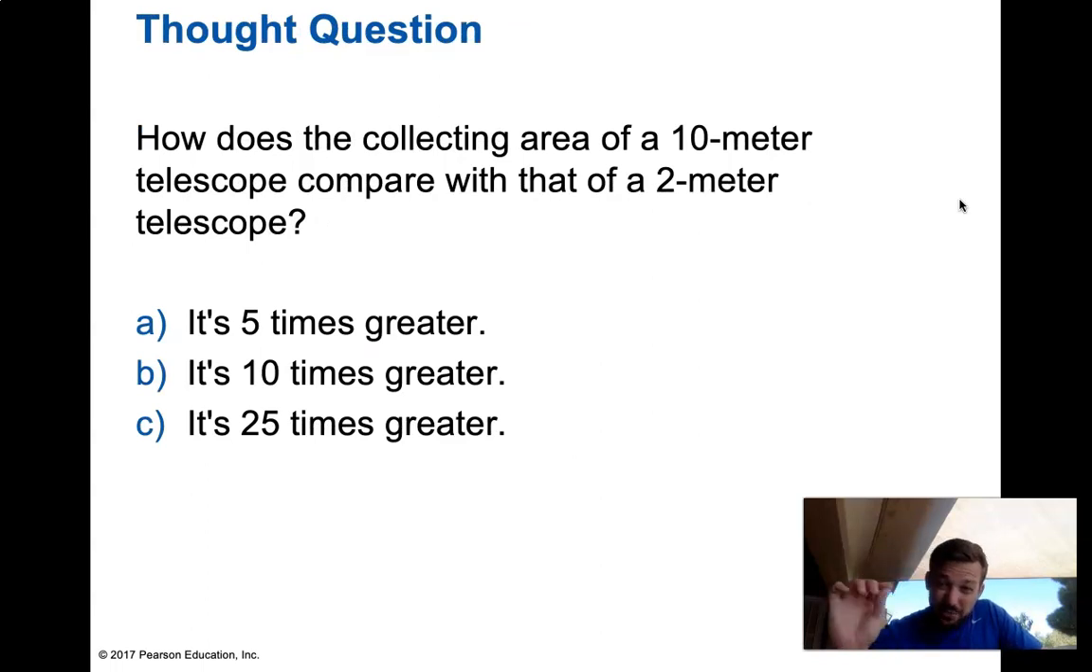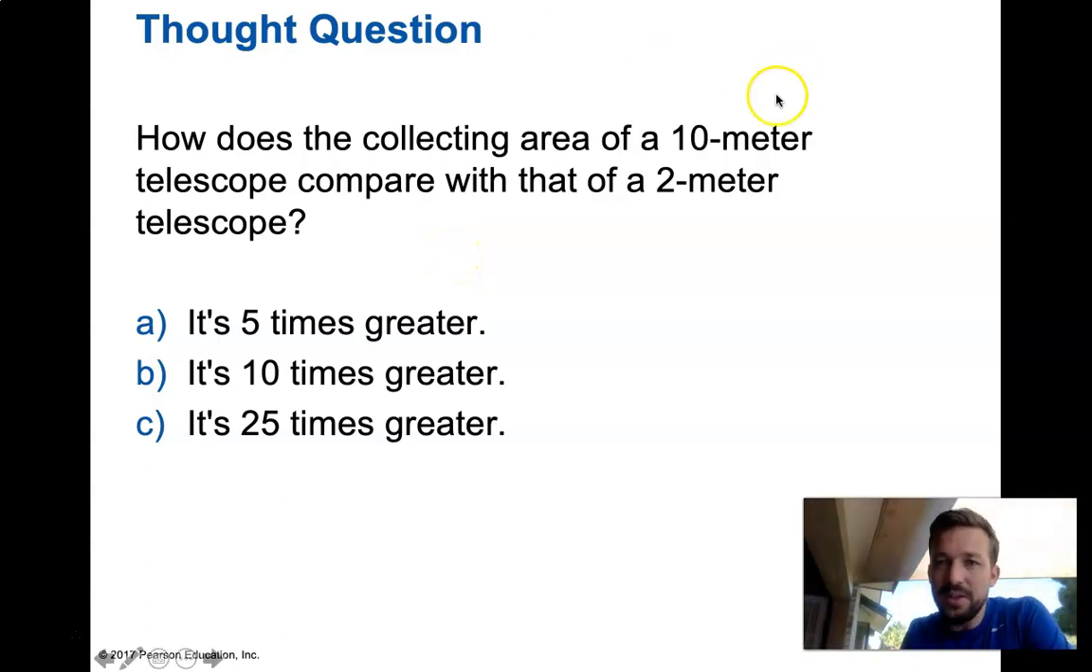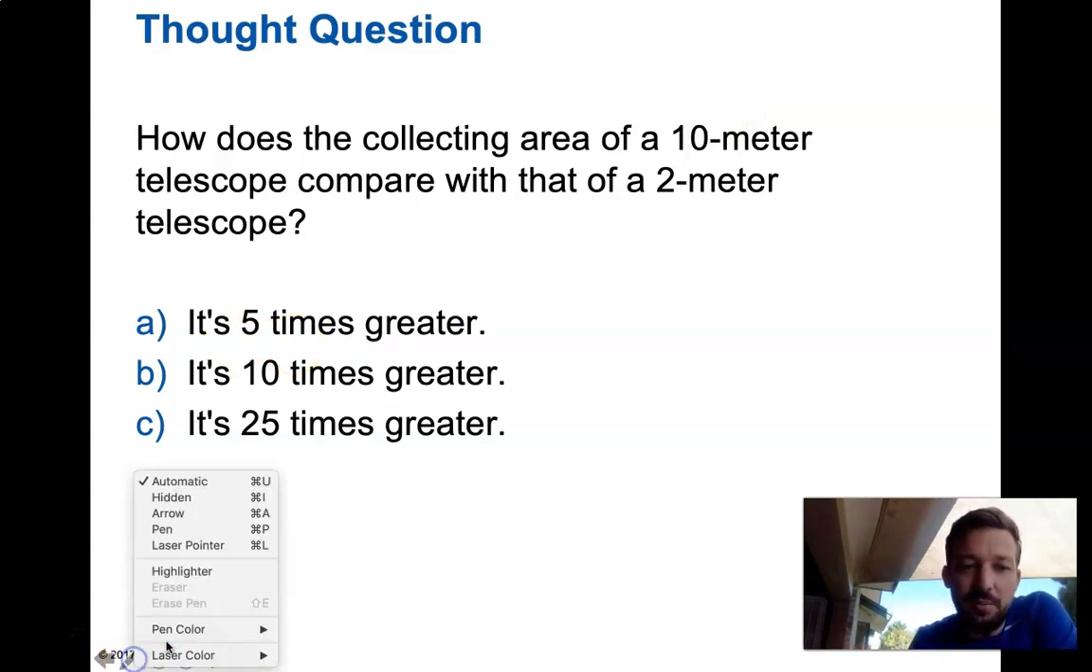So watch me do it. It's not difficult. We are using the pi r squared formula. How does the collecting area of a 10-meter telescope, the largest in the world, compare with that of a 2-meter telescope? Now some people are just going to automatically look at it and say, well, it's 5 times bigger, therefore it must be 5 times better. But no, remember, it's a circle. I'm going to take out a pen and write something real quick.